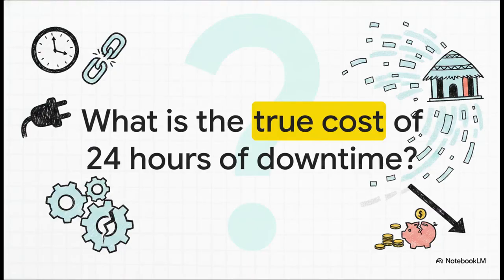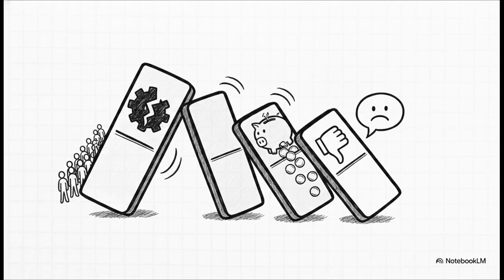I seriously want you to think about this. What is the true cost of 24 hours of downtime for a local institution? If your systems went completely dark for a full day, what actually happens? It is way more than just a loss of productivity for a few hours. The damage cascades in three massive ways.